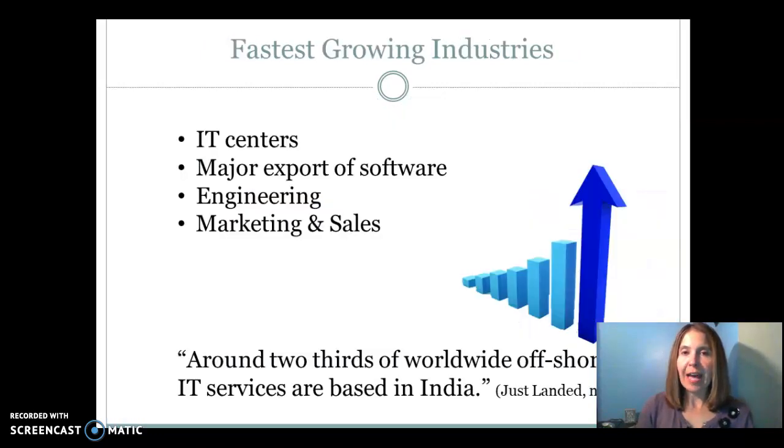Besides agriculture, other fast-growing industries in India include IT centers. Around 2/3 of the worldwide offshore IT services are based in India. India is also a major exporter of software. Engineering is another large industry in India. The demand is high, especially in fields for biotechnology, aeronautics, the auto industry, and consumer electronics. And there are also a lot of jobs in the marketing and sales industry in India.